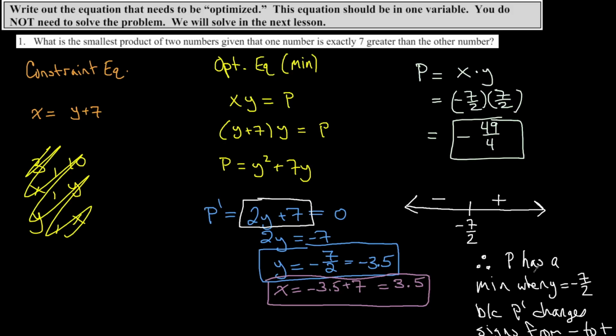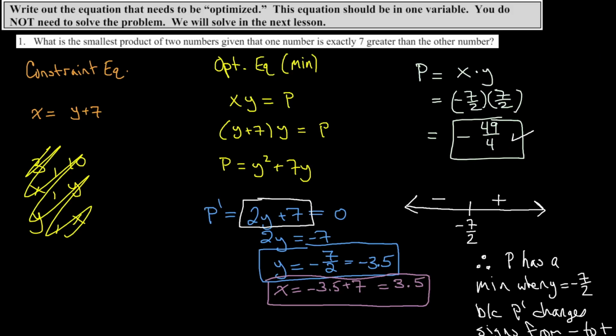All right, and then technically I should have done that before calculating anything else, but whatever. We know that y is negative 3.5, then x is positive 3.5, so our minimized product is negative 49 fourths. That's it. That should be hopefully one that doesn't feel too bad.